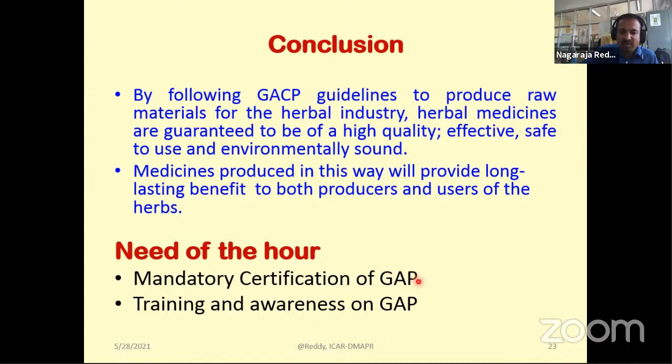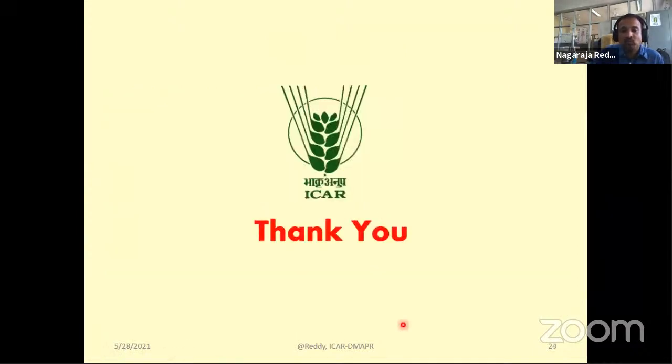But at this juncture, voluntary certification is there, but the need of the hour is mandatory certification, because the ill effects of certain contaminants are being seen these days. So we need to go for mandatory certification. And most of the producers are not following good agricultural practices. So in such cases, it is highly important to educate the farmers by providing training and awareness programs on medicinal and aromatic plants. With this brief, I thank you for your patient hearing.